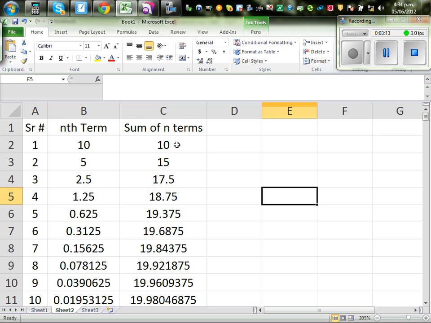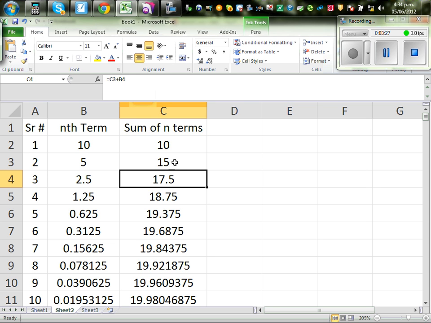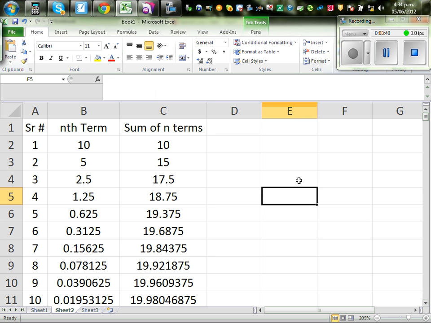And here, this is the sum of n terms. So again I used Excel. Here this cell I get by adding this and this. That is C2 plus B2. And then this cell, can you see this? This is this plus this. That is C3 plus B3. Sorry, it is C3 plus B4 and so on. So can you see this is your S1, this is S2, this is S3, this is S4, and so on.